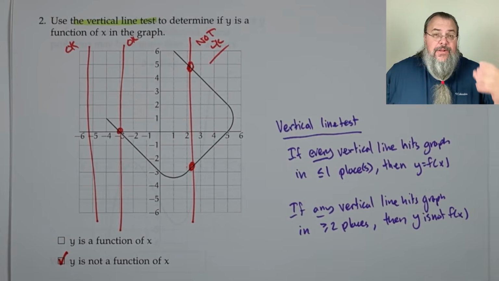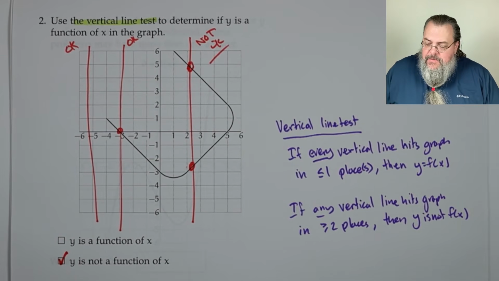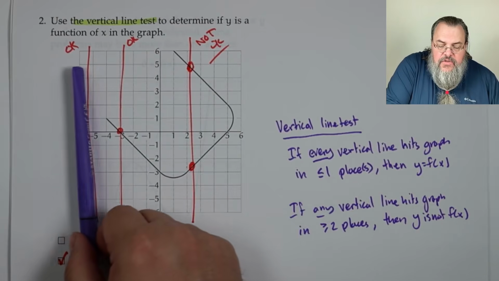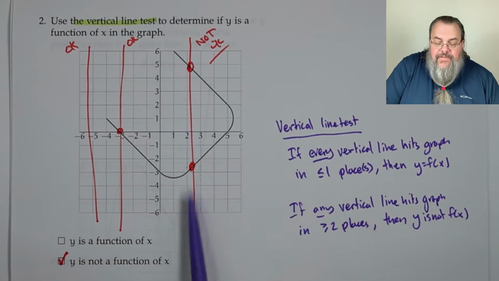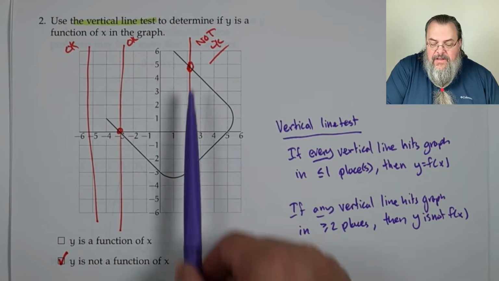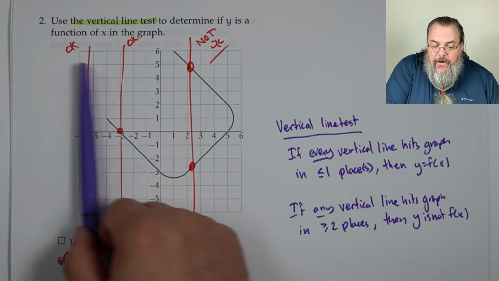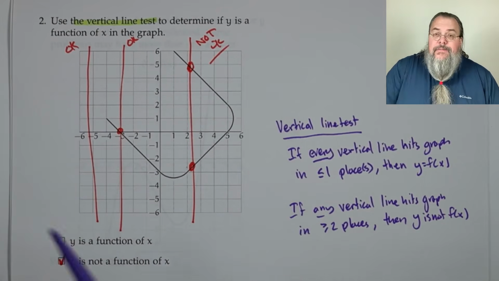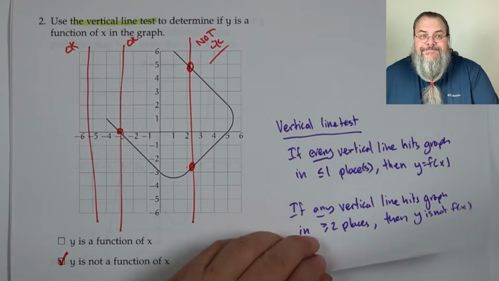All right, so that's the idea. This one's going to be quick. Look at the picture, and you can almost imagine just scanning. I see a vertical line that hits in more than 2 places, stop. But if you go all the way through the picture and that never happens, then y is a function of x.